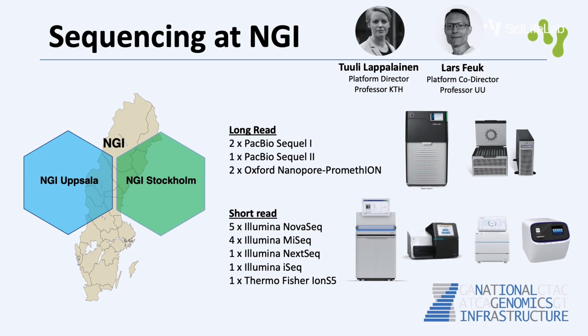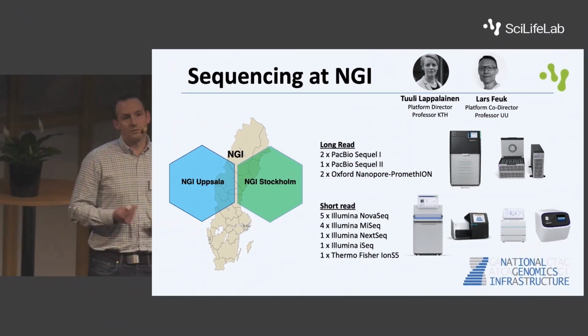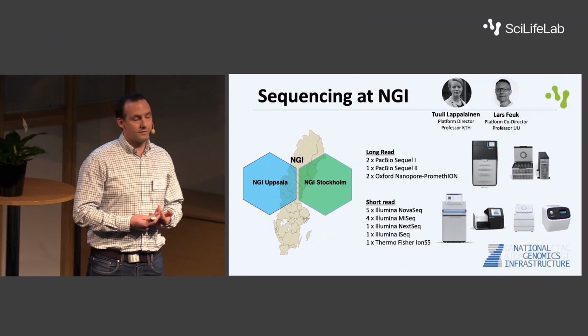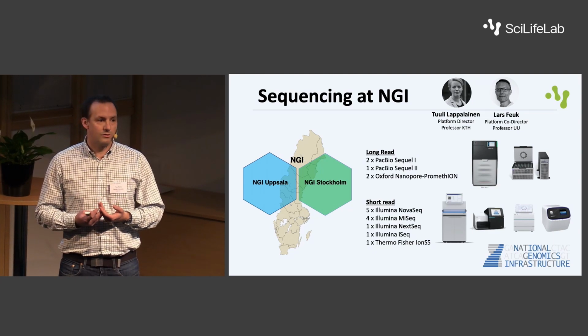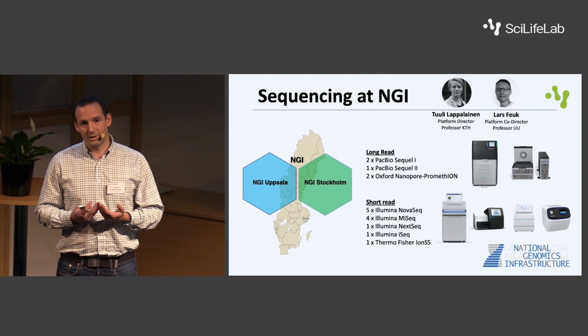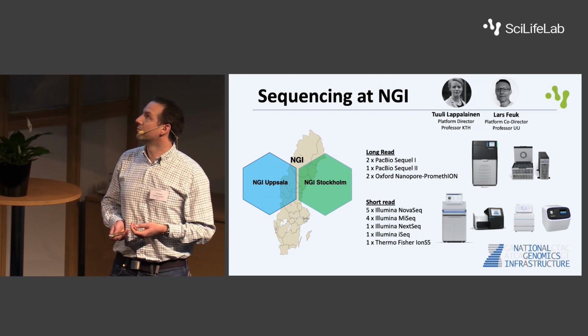And NGI is based in Uppsala and Stockholm. So we're 2 nodes. So you can contact us at NGI, and then we can decide, or we can help you find which node will be able to help you best. So we can direct you to Stockholm or Uppsala.